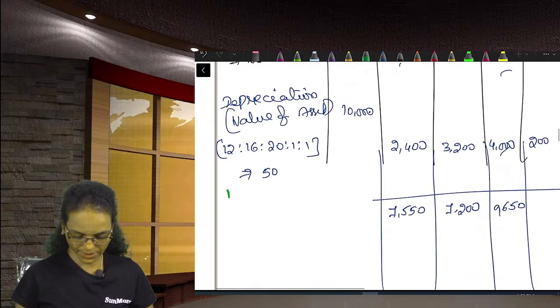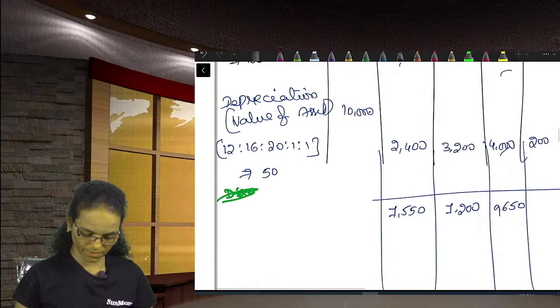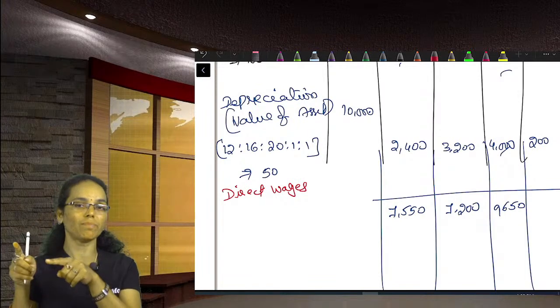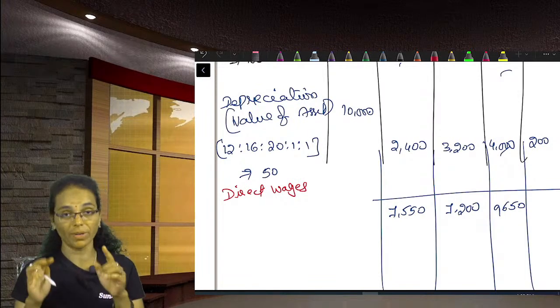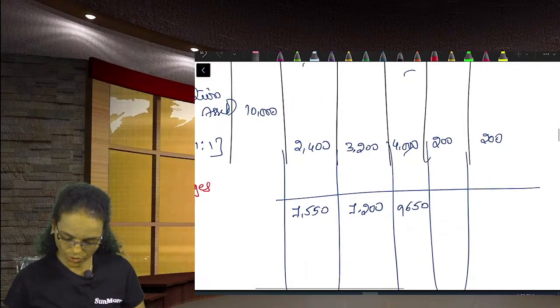Direct wages only we will take for the service department, not for the production department, while calculating overhead rate, I can say. So 1500 and 500 rupees.